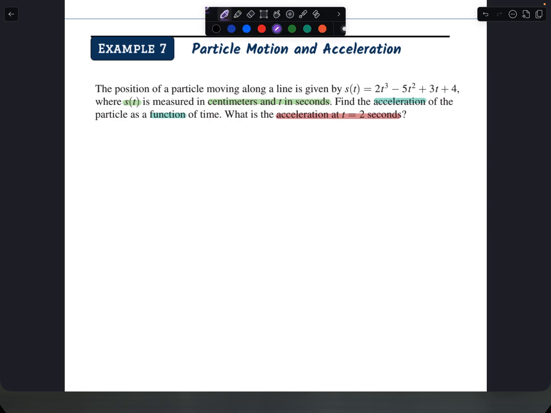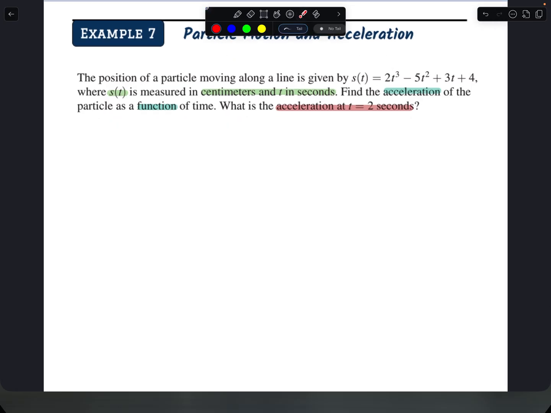So to find the acceleration, I need to do the second derivative. So like I said in class, there is no way to go from this straight to s double prime of t as like a shortcut. I have to do one derivative at a time. So s prime of t, using the power rule, is going to be 6t squared minus 10t plus 3. So this is velocity because it's the first derivative. And technically, I could say this is the same thing as v of t.